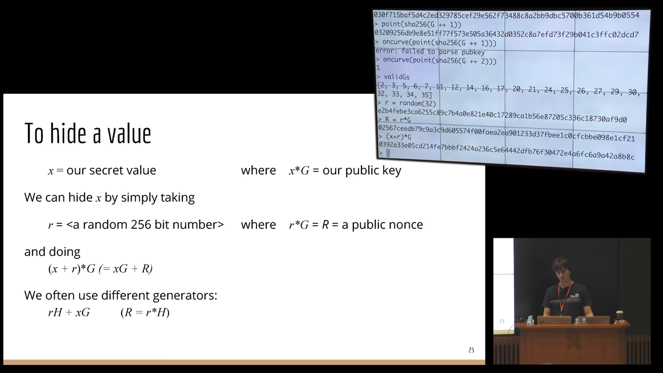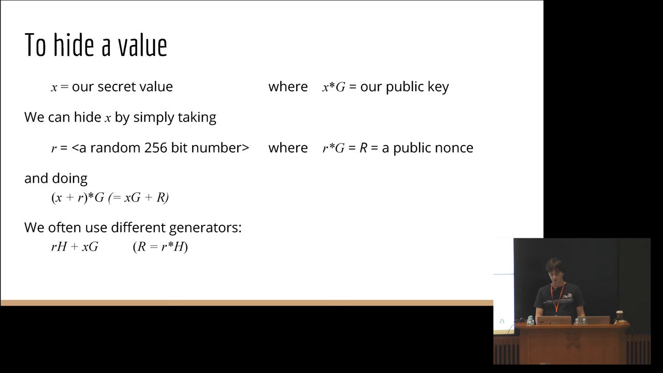And often what happens is that we use different generators. So instead of using G for both R and X, we use H, like a hiding generator, for the R value, and we use the regular generator for the X value or some other generator. In this case, H and G are both known to everyone.